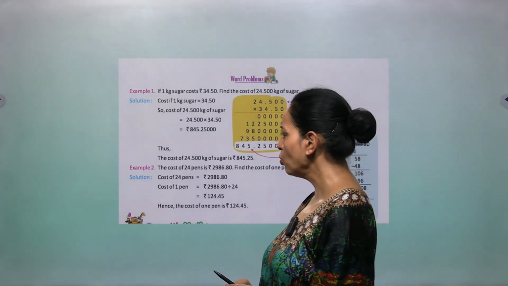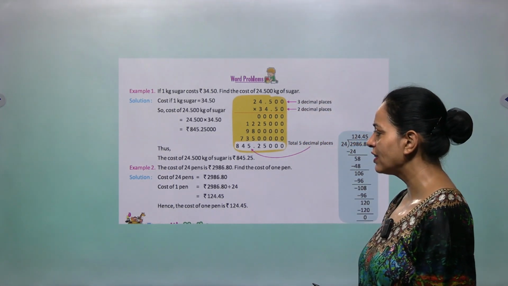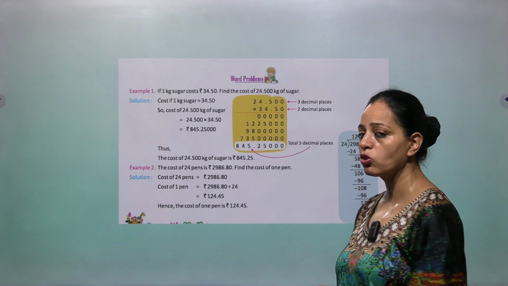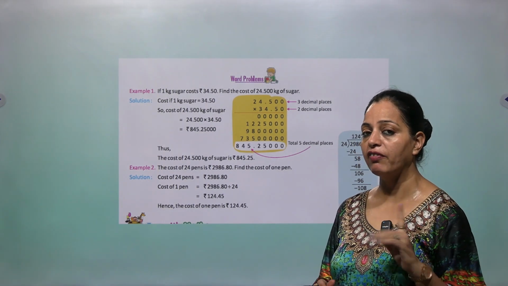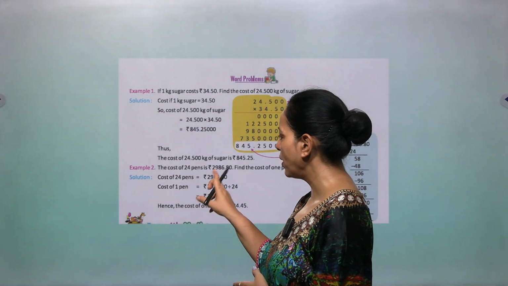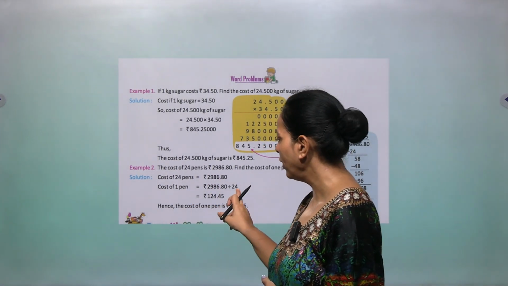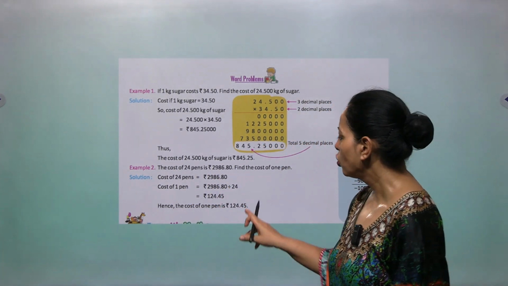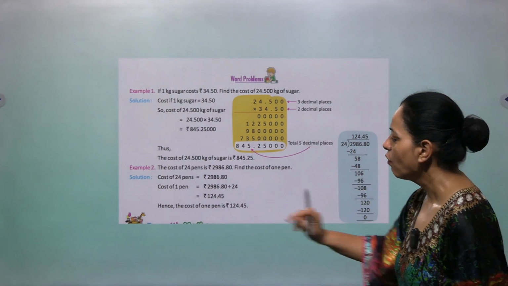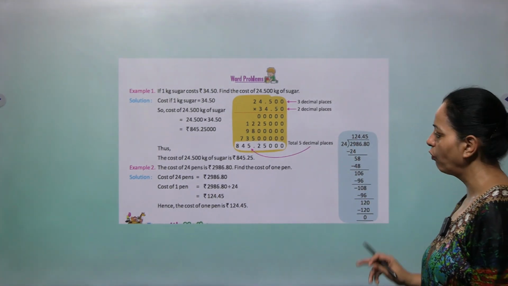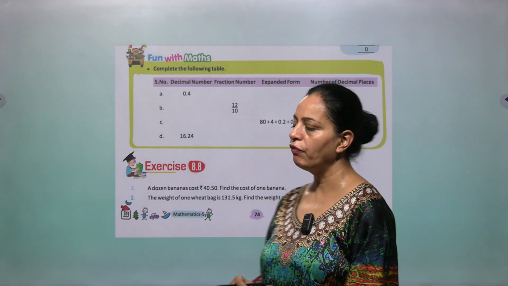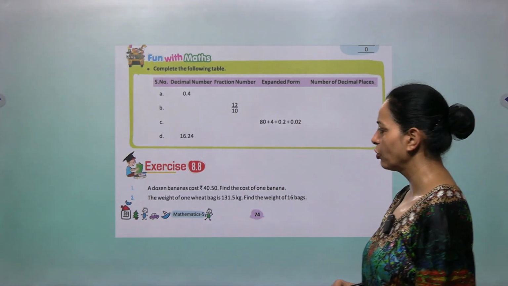Now example 2. The cost of 24 pens is rupees 2986.80. Find the cost of 1 pen. Now you have to find for 1, which means you have to divide. The cost of 24 pens is given, so cost of 1 pen is divided by 24. You can divide it like this. So the answer is 124.45. So some fun with maths, you can try it on your own.